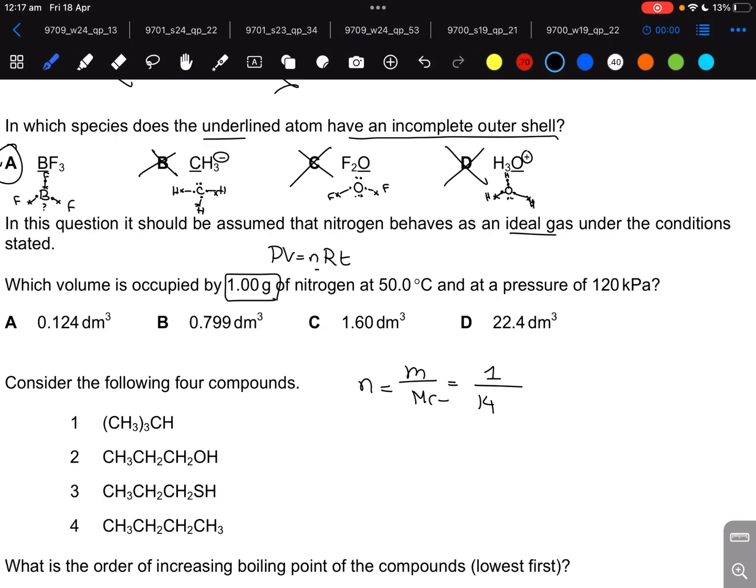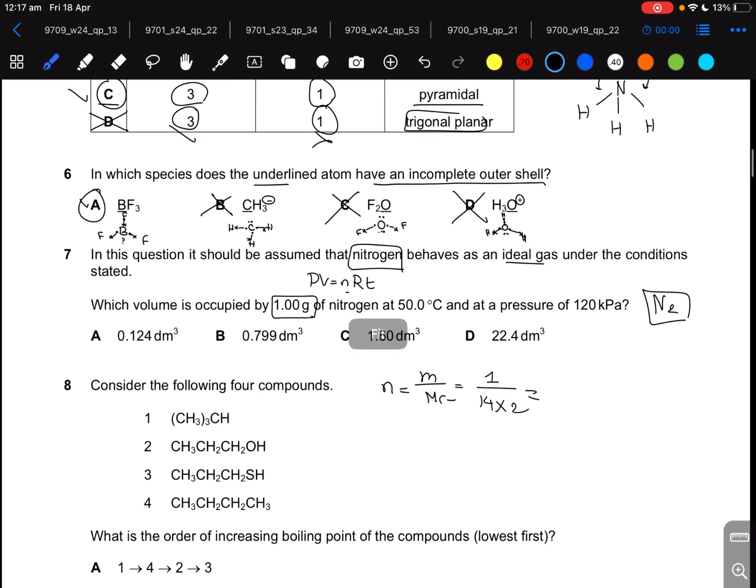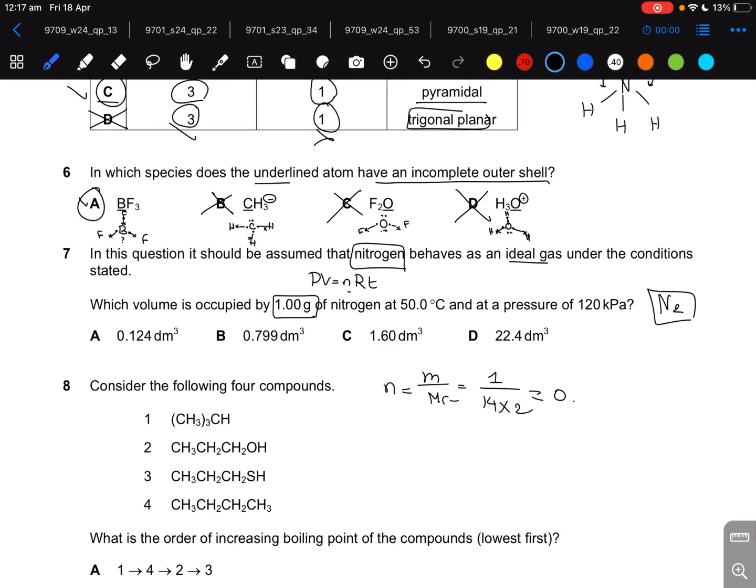And don't forget, it says nitrogen exists as a diatomic, so multiply that by 2. Let's calculate the moles now. 1 over 14 multiplied by 2, that's a weird number. I'm just going to say the first half of it, 0.0357, and I'm going to use the rest on my calculator to avoid any inaccuracies. I'm going to store it and use it as a letter.